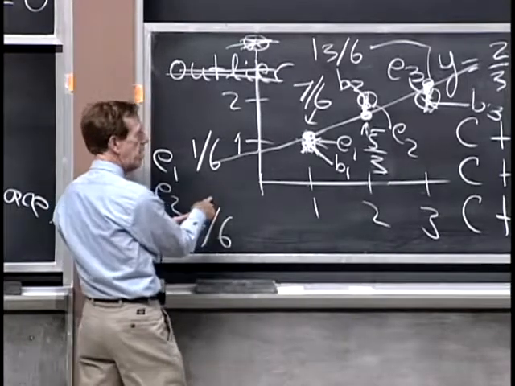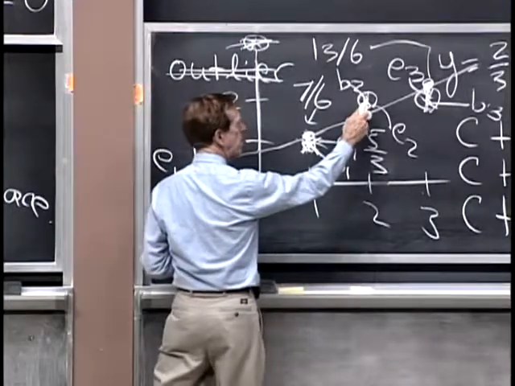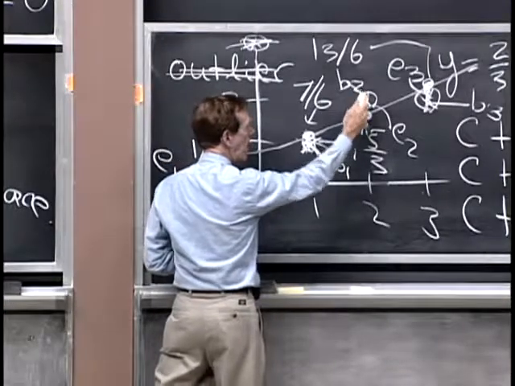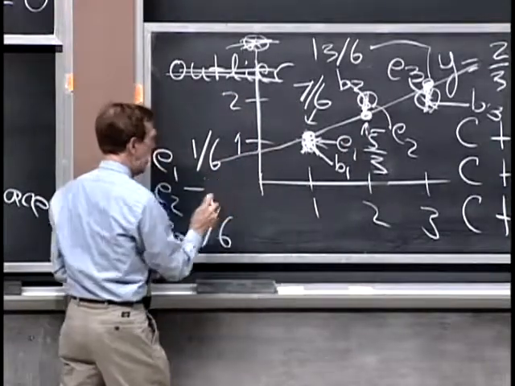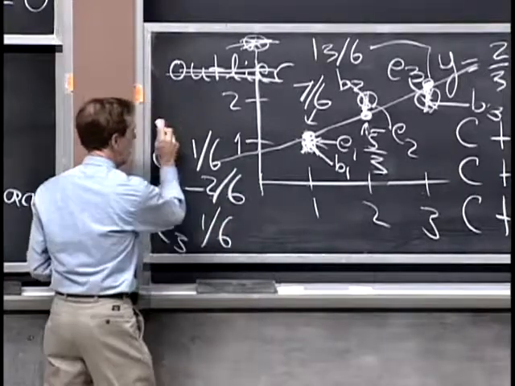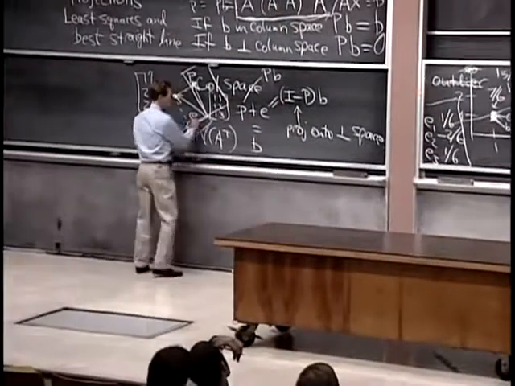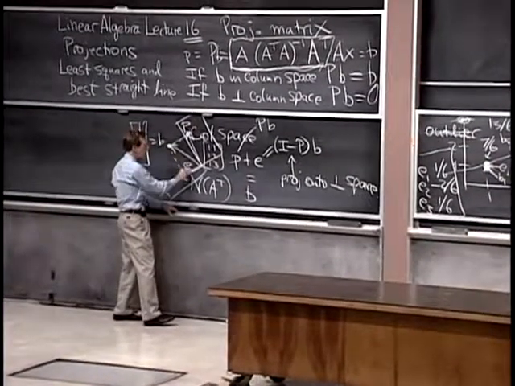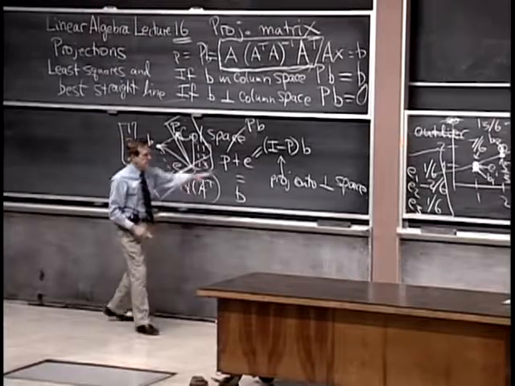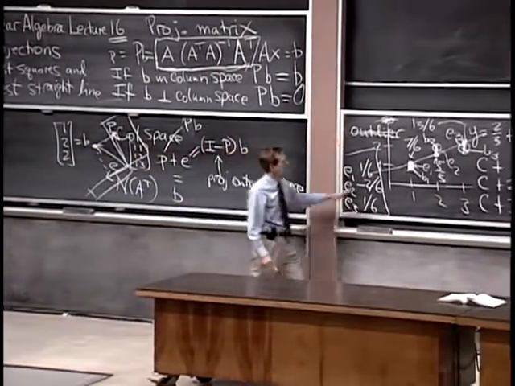And what's this error in the middle? Let's see, the correct answer was 2. And we got 5/3, and it's the other direction, minus 1/3, minus 2/6. That's our error vector. In our other picture, here it is. We just found P and E. E is this vector, 1/6, minus 2/6, 1/6. And P is this guy.